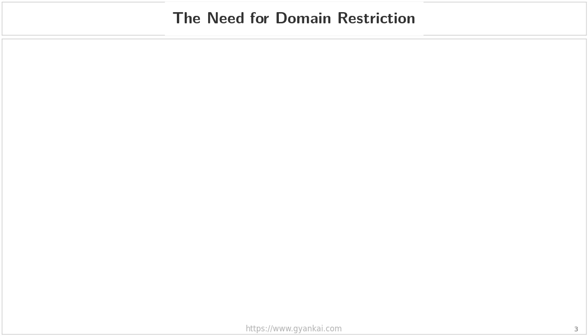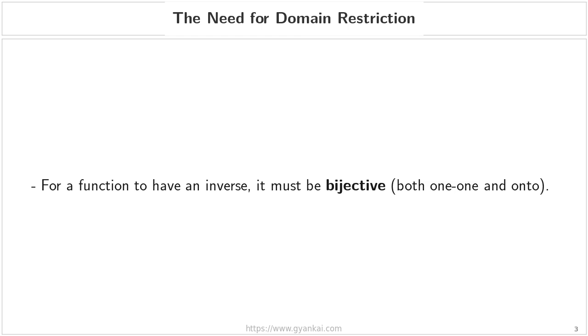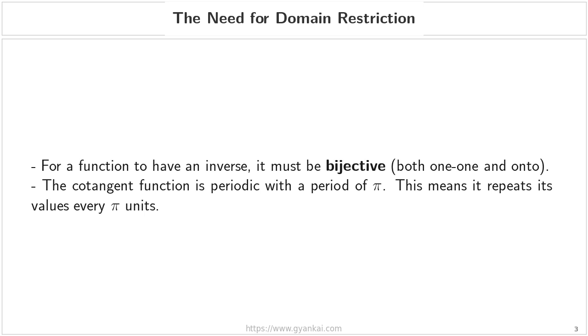Now that we have reviewed the general behavior of the cotangent function, we need to address a critical requirement for creating an inverse. For any function to have a well-defined inverse, it must be bijective, which is a mathematical way of saying it must be both one-to-one and onto. However, as we can see, the cotangent function is periodic with a period of π. This means that the function's values repeat themselves every π units.